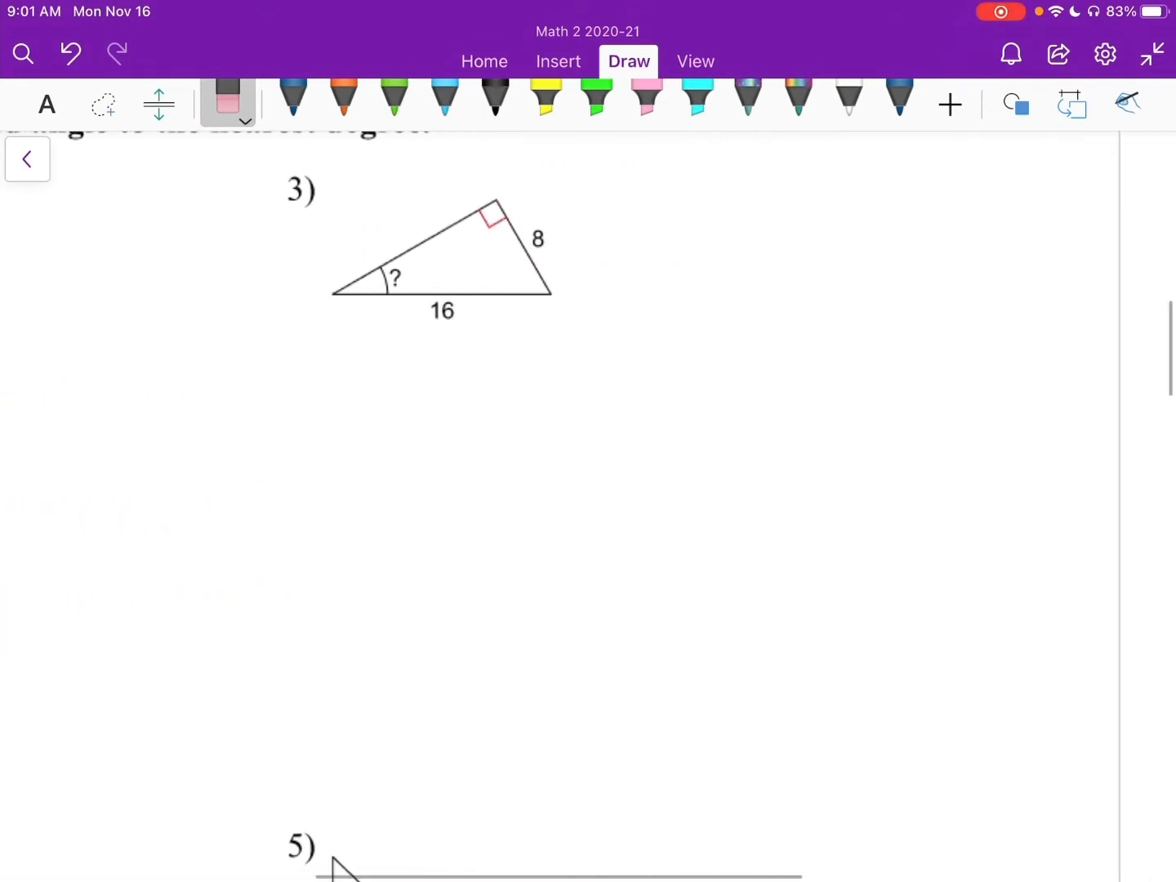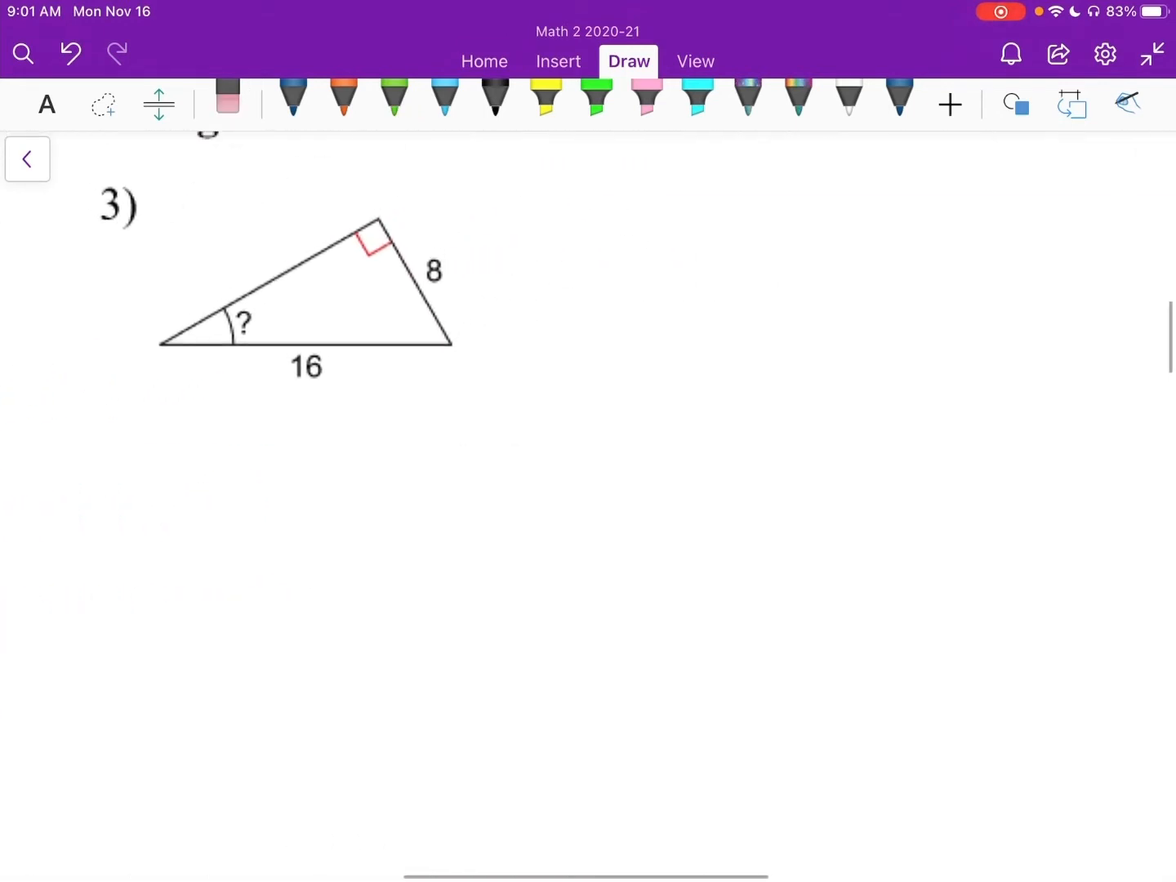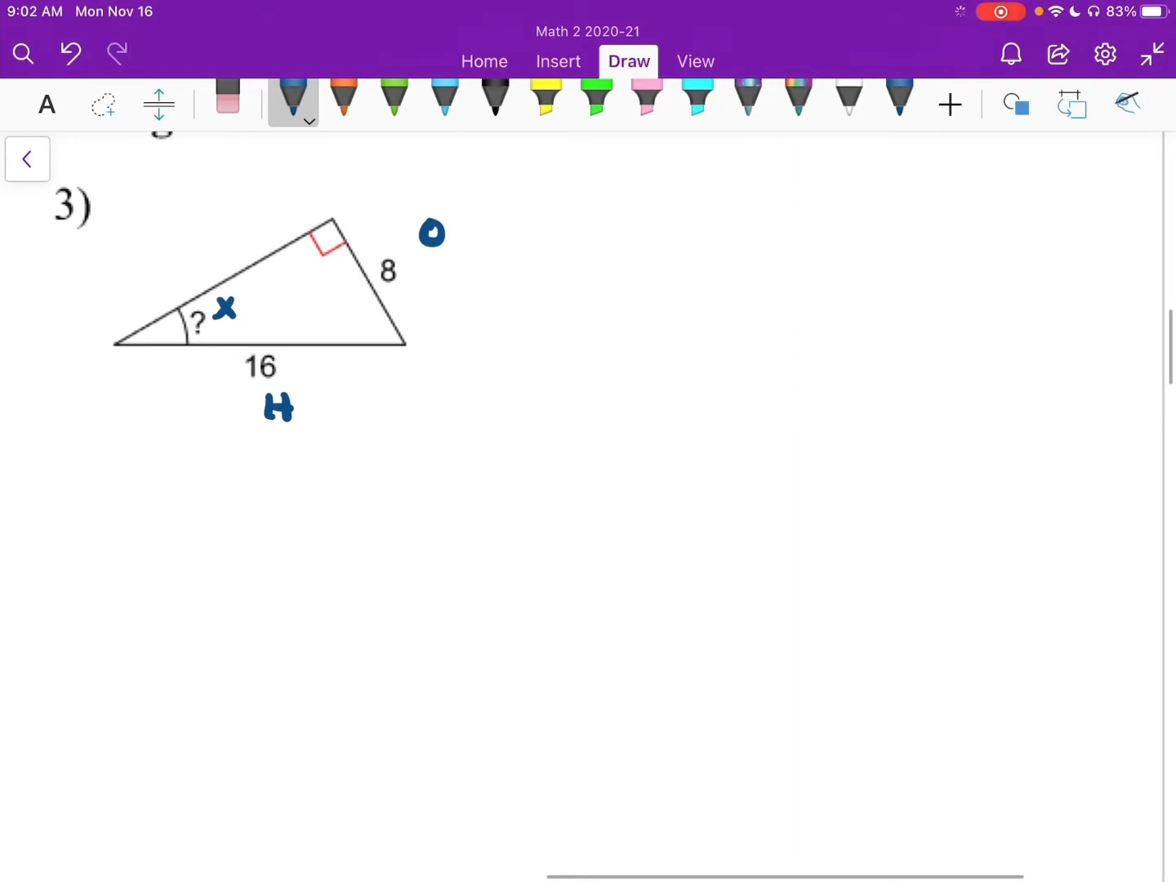All right, number 3. Same idea. We start off with our x here. Here's the side opposite. Here's the side hypotenuse. And again, it looks like we could say, well, the short leg and the hypotenuse, but I'm going to go ahead and write down the trig stuff. So opposite and hypotenuse is sine. So I'm going to say, well, sine of x is 8 over 16. And this time I'm not going to reduce. I'm just going to leave it as 8 over 16.